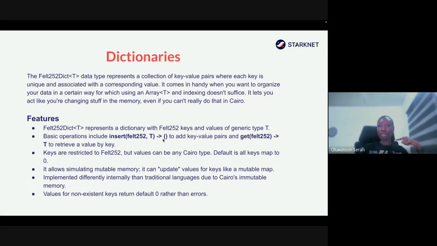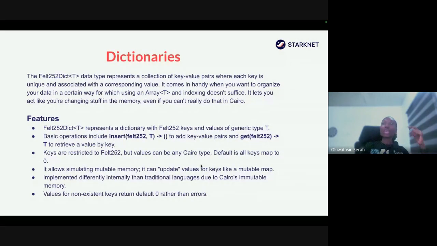right? And then return. So to add key value pairs, and then you use get to retrieve a value by key. So when you want to retrieve a value from a dictionary, you pass in the key to retrieve the value. So keys are restricted to Felt252, like I said, but values can be any Cairo type.